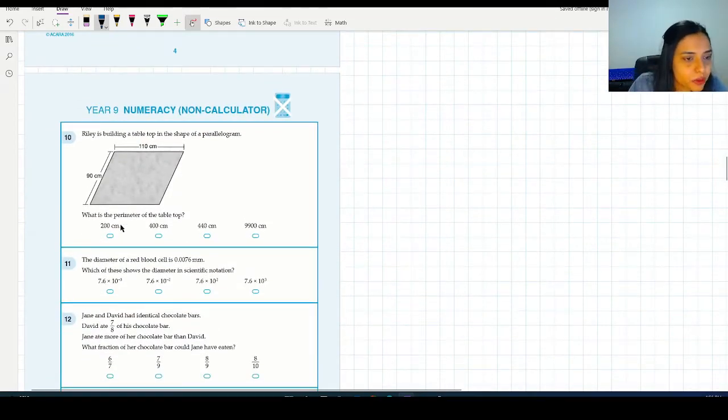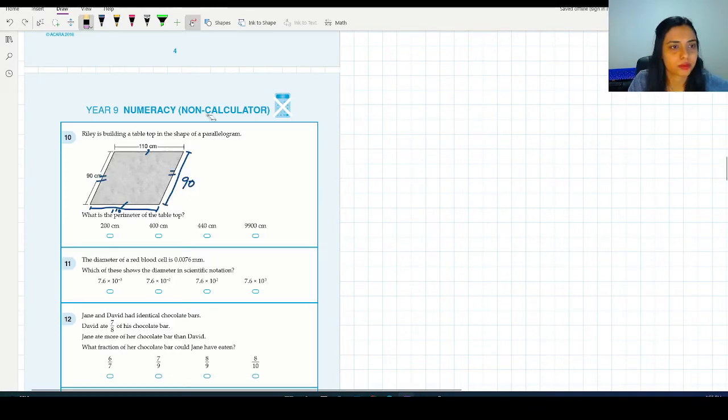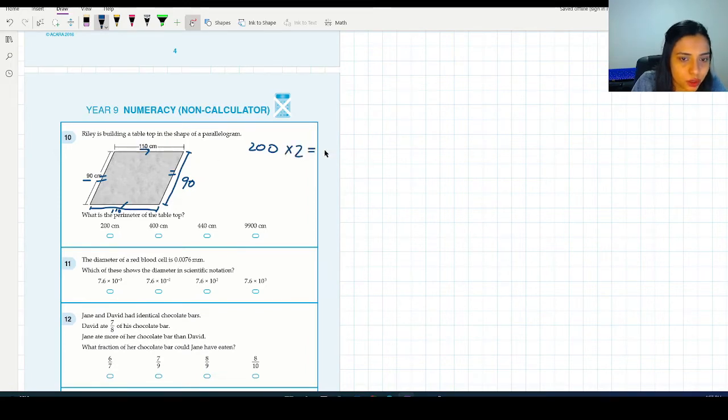Number 10. Riley is building a tabletop in the shape of a parallelogram. What is the perimeter of the tabletop? So with a parallelogram, the opposite sides are the same. So if this is 110, this here will also be 110. And if this is 90, this here will also be 90. So let's go ahead and add that up. So 110 plus 90 is 200. And we've got another 200 here. So let's times that by 2. And that will be 400 centimeters.